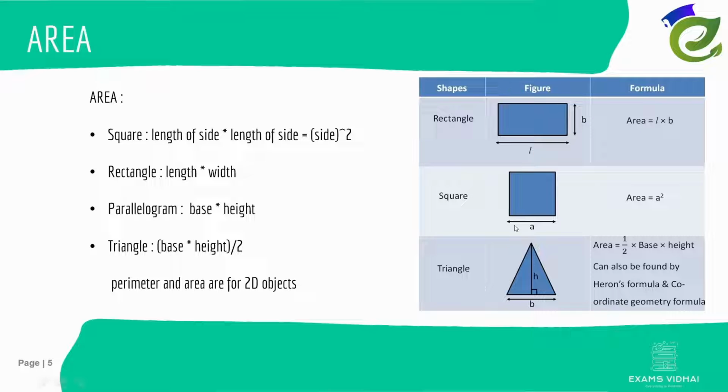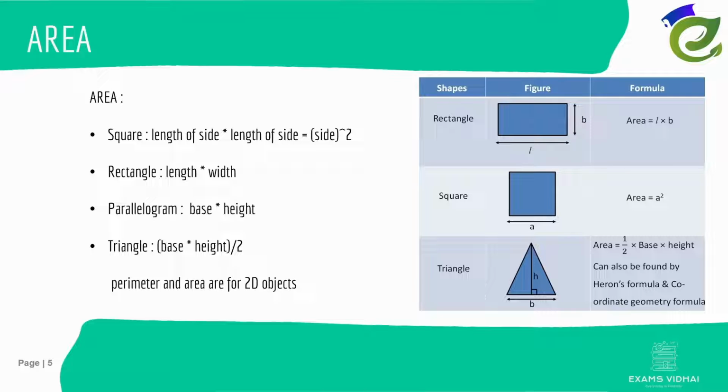Triangle. The area of a triangle is half of base into height. As we show in the figure, B is the base and H is the height. The perpendicular from the vertex to the base is known as the height. So the area of a triangle is half into base into height.